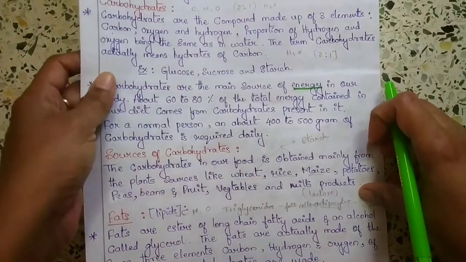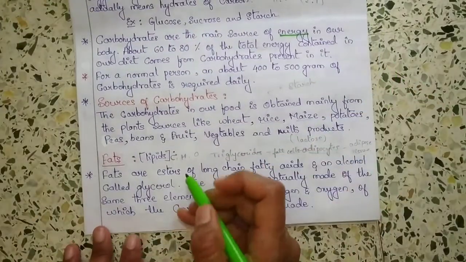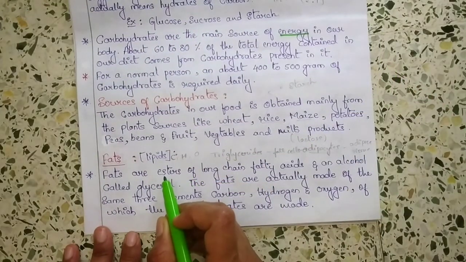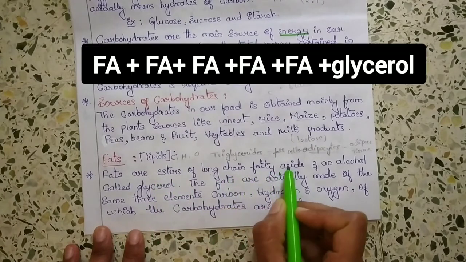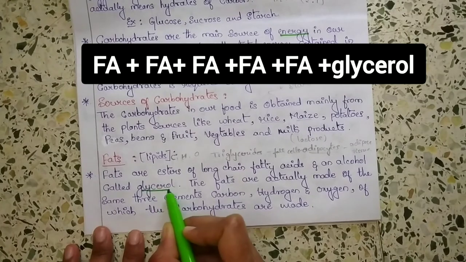Now we will move on to the fats, nothing but the lipids. Here, first we will know the definition. So what are fats? Fats are esters of long chain fatty acids and an alcohol called glycerol.